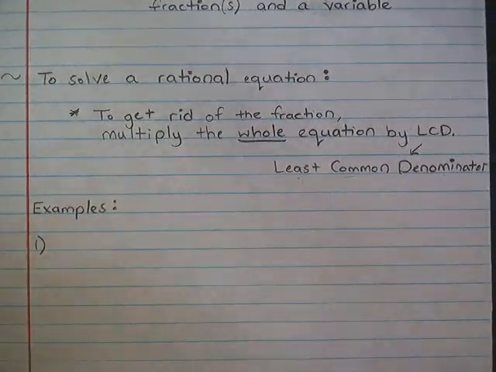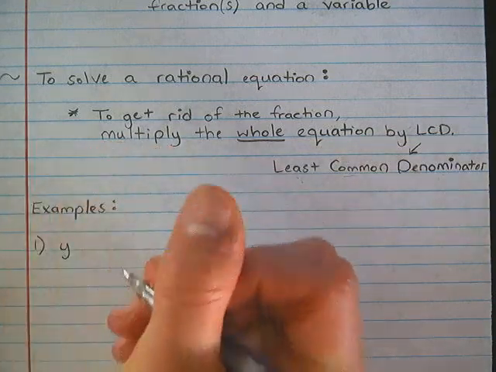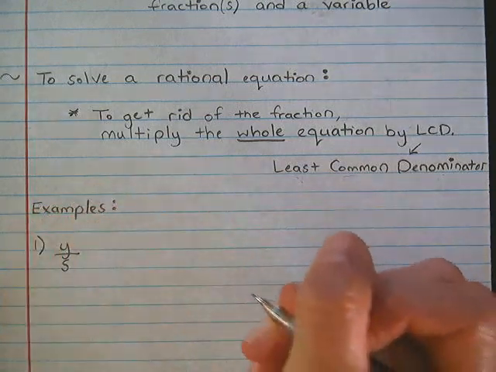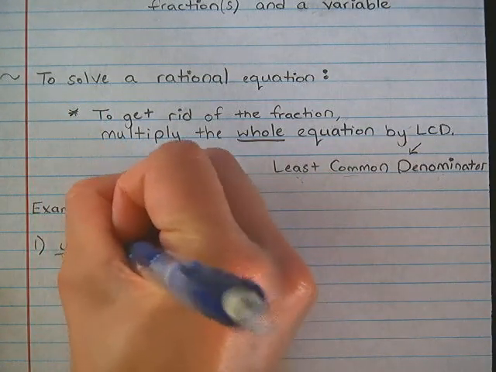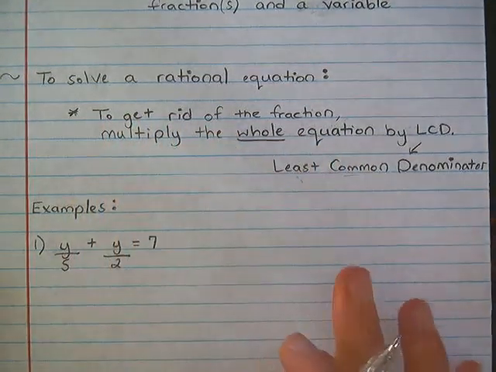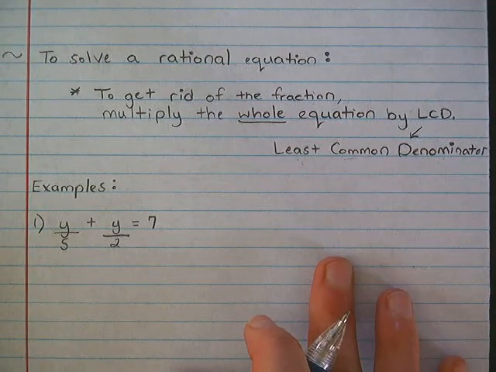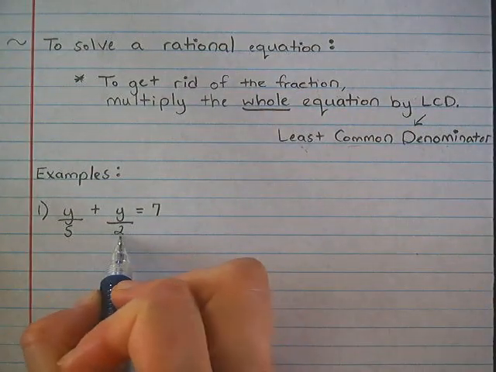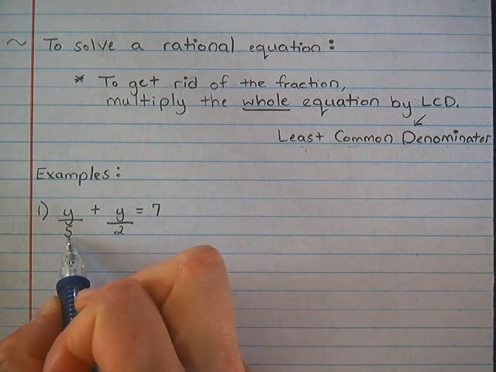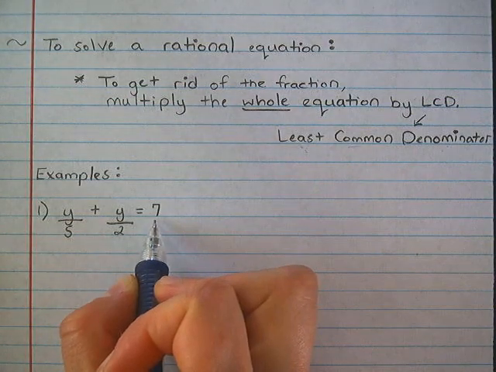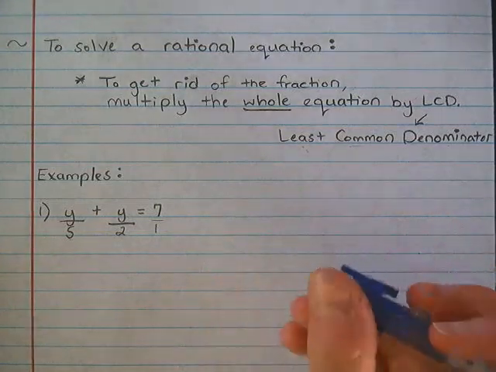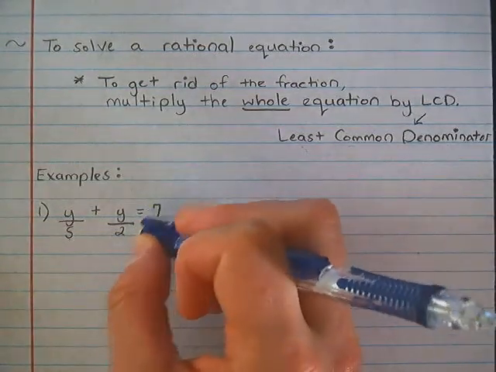To help you understand that, we're going to go straight to examples. Let's say that we have the equation y over 5 plus y over 2 equals 7, and we have to solve that equation for y. Notice you've got fractions and variables in there. Remember, every number is technically understood over a 1, so you could think of the 7 like a fraction, but in this case we don't really have to.